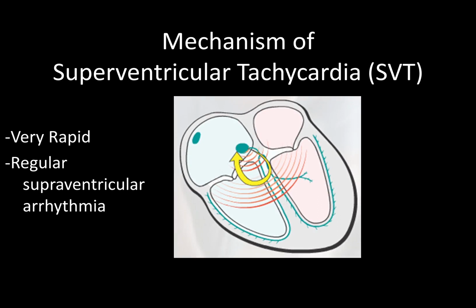Supraventricular tachycardia. What the heck is it? Well, essentially the idea is it is a very fast rhythm that is being generated by either the atria or the AV node. It's everything that is above the ventricles.